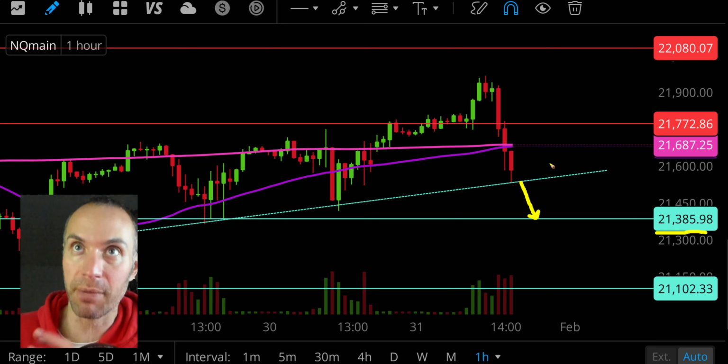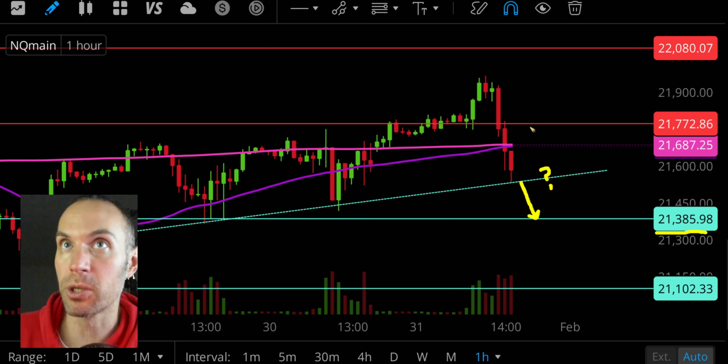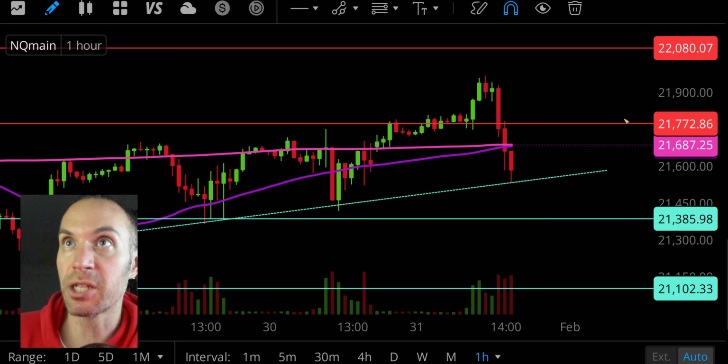But everything is going to be, in my opinion, at least, revolving around this trend line right here. Do the bulls hold, or do the bears push down through? If the bulls do hold and the price tries to bounce, yes, you do have this 772 area up there as an area of resistance.